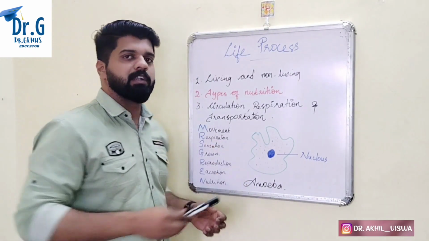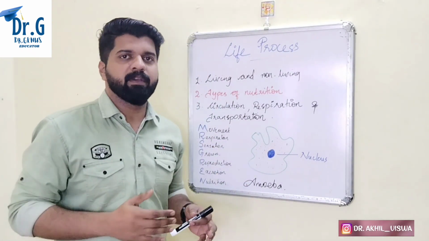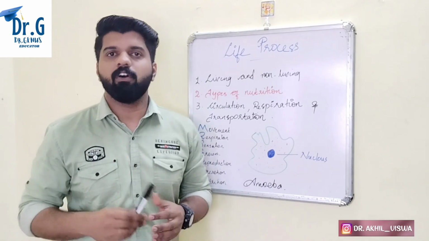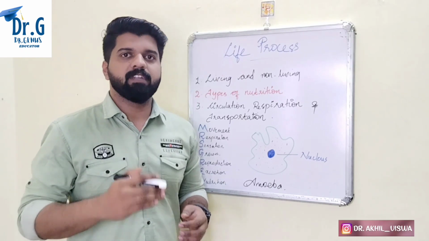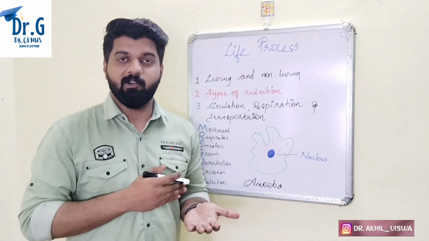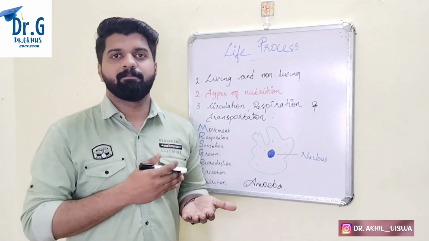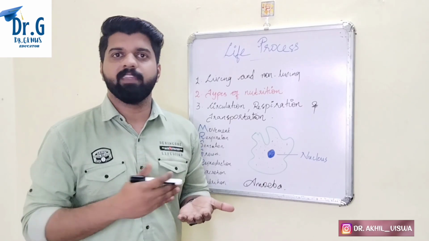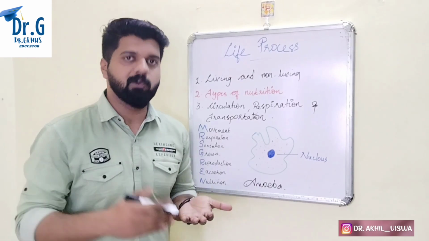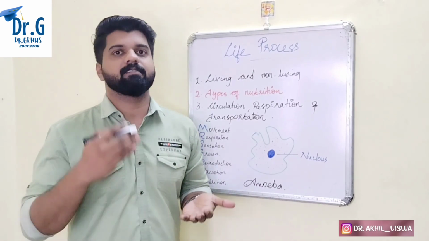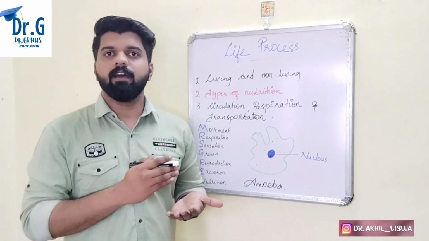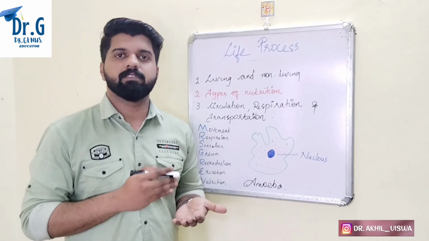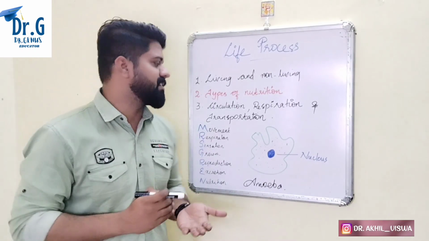The first one is called movement. What do you mean by movement? Moving from one place to another, or we can say locomotion. All organisms do not move. For example, all the animals can move, but plants are also living beings, and they can't move from one place to another. So movement is regarded as a character of a living being, but still we can't say all living organisms can move from one place to another.